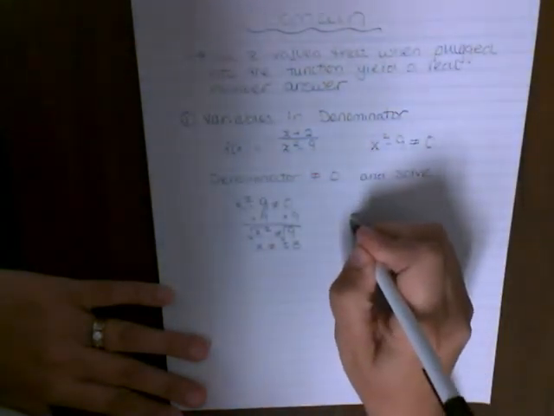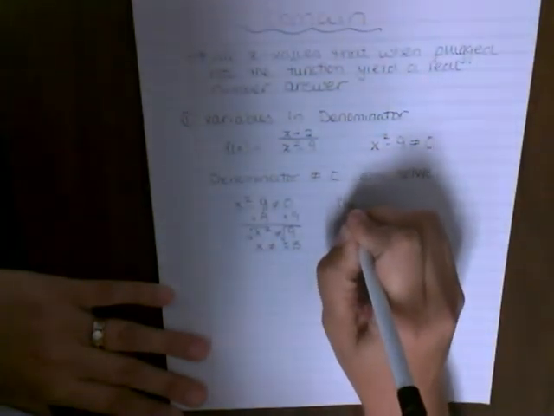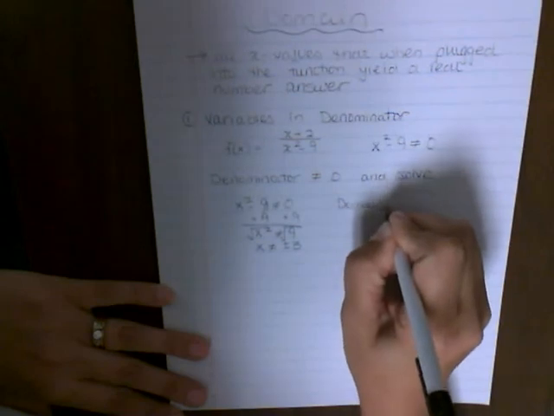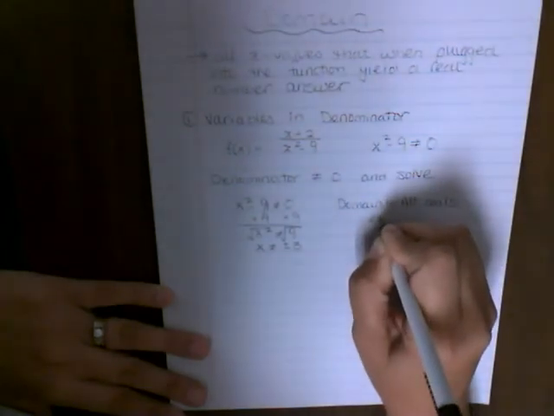So there's a couple different ways we could write our answer. We could say the domain is all reals except for positive and negative 3.